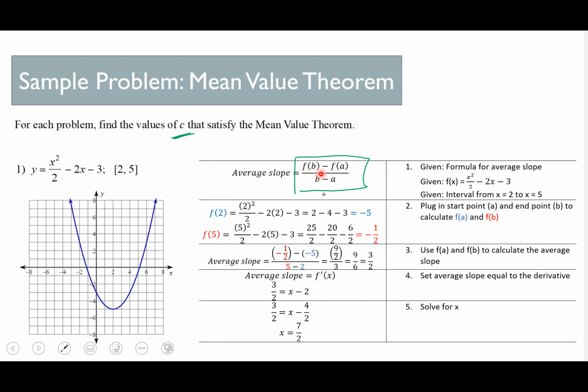This is f of b minus f of a. So that's f of my second one, f of 5, minus f of 2. f of 5 is negative 1/2, so that's negative 1/2 minus negative 5, over our x values, b minus a. So that's 5 minus 2. That should give me my average slope.